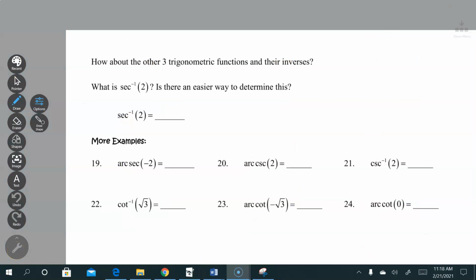So what about the other 3 trig functions? Well, I have to use reciprocals. I have to think about reciprocals. So cosecant of an angle is 1 over sine. Secant of an angle is 1 over cosine. And cotangent of an angle is 1 over tangent.